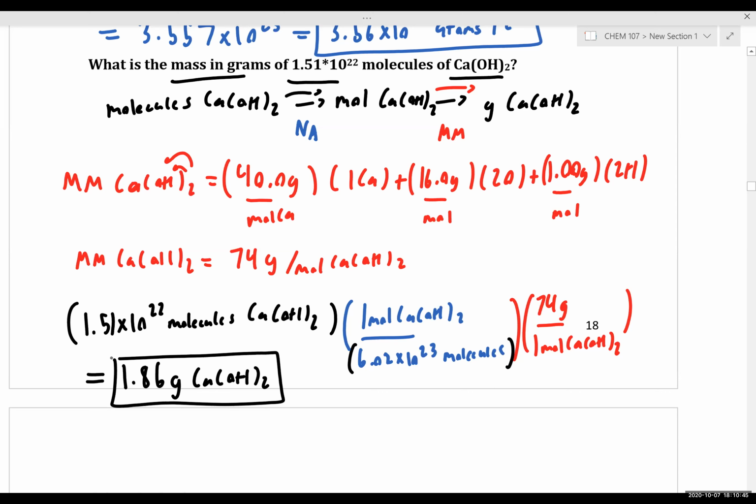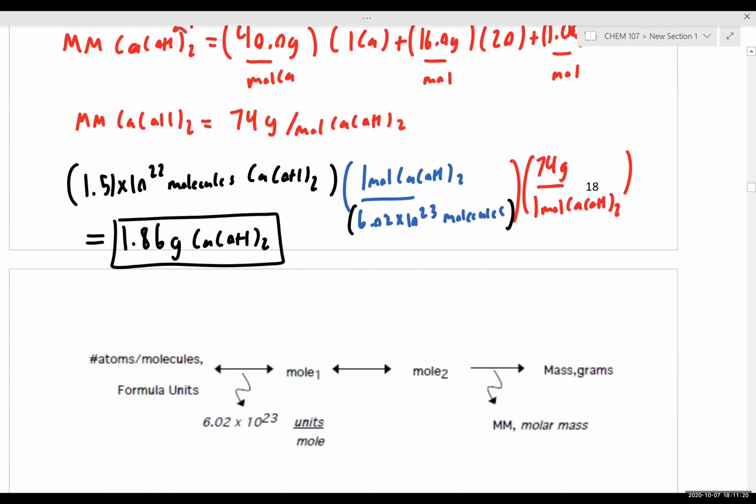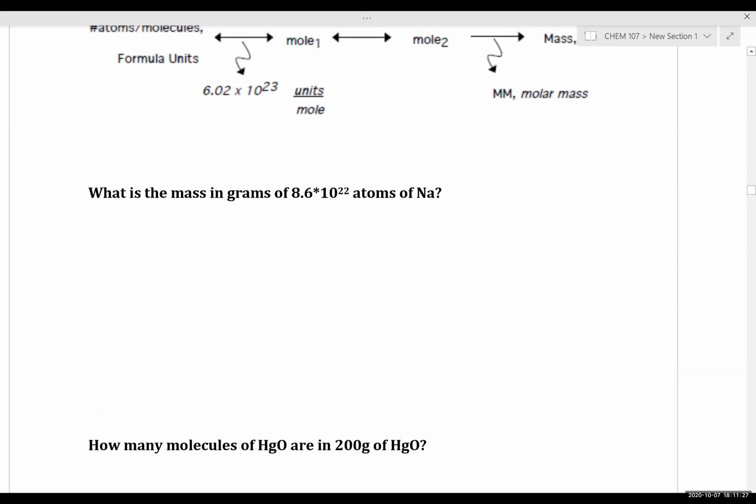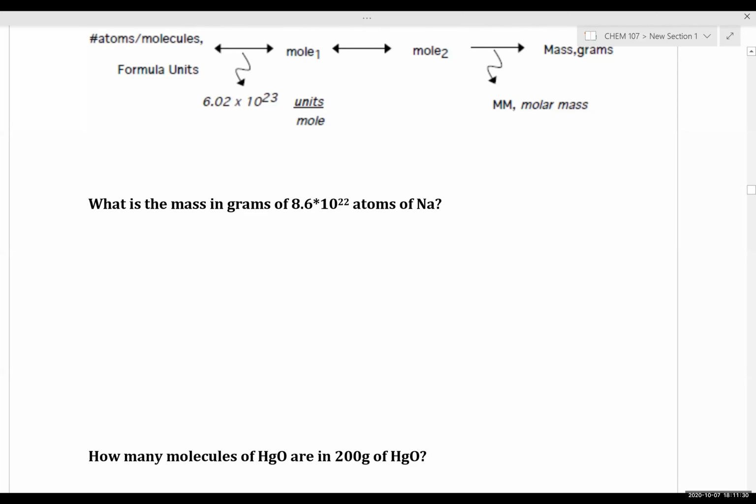Does this question make sense to everyone? So we started off from molecules. We went from molecules to moles using Avogadro's number, more specifically by dividing by Avogadro's number. Then we went from moles to grams by multiplying by the molar mass. Does this problem-solving process make sense to everyone so far? Yes.